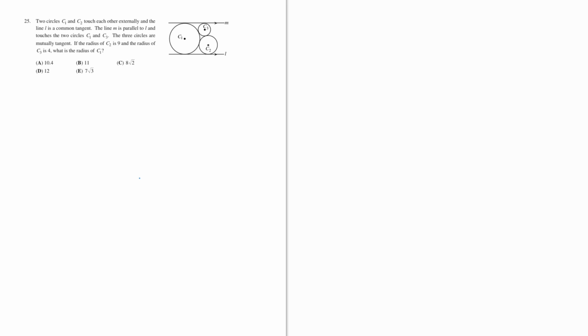Number 25. Two circles C1 and C2 touch each other externally, and the line L is a common tangent. The line M is parallel to L and touches the two circles C1 and C3. The three circles are mutually tangent. If the radius of C2 is 9 and the radius of C3 is 4, what is the radius of C1?